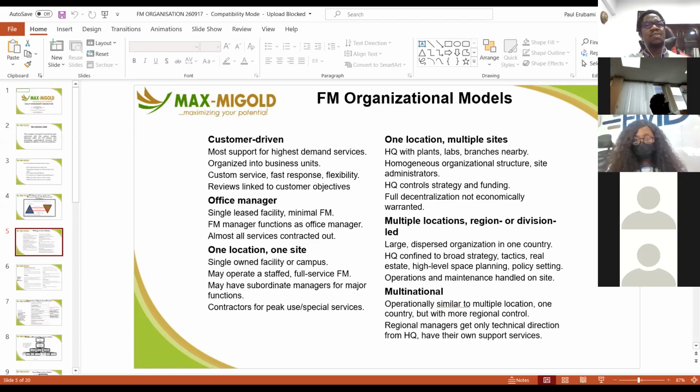If you are working as an FM in such an organization and you are going to run facility management for all of them, you cannot use a single model for all the business units. You have to understand the resources available to them, the type of services they will require, and design their own FM services for them. So a customer-driven service is such that the customer, which is the business unit or department, is the one that decides what they want from you, the FM. So you could be in one very big organization and be providing different types of services for different business units and departments within your organization.